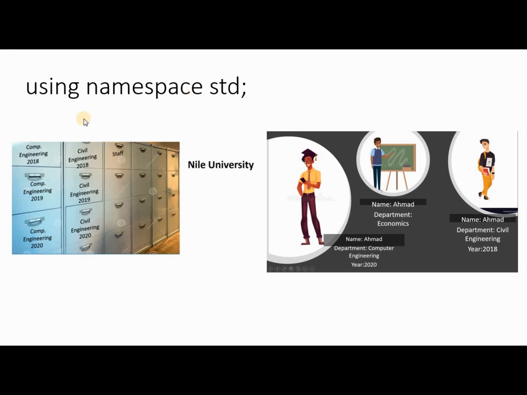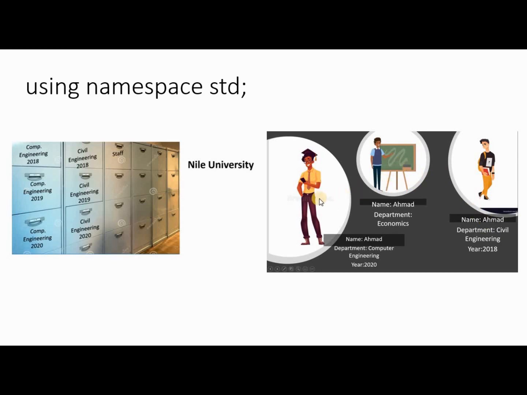You can imagine namespace like a drawer in the filing cabinet. Why do we use filing cabinet? We use filing cabinet to organize documents so that we can find them easily and quickly. So let's say we have one student whose name is Ahmed, who started studying computer engineering in 2020. And there is another student whose name is Ahmed, who started civil engineering in 2018. And let's say there is one more Ahmed and he is a lecturer.